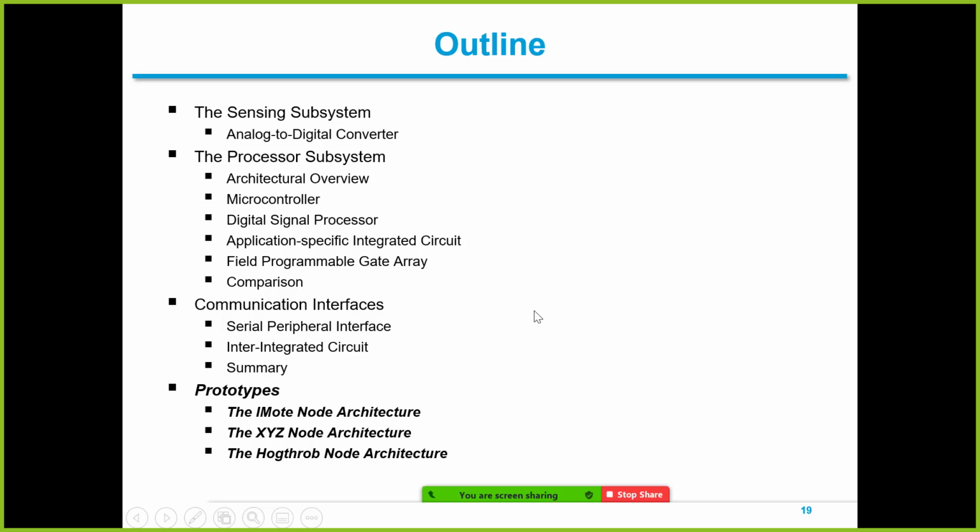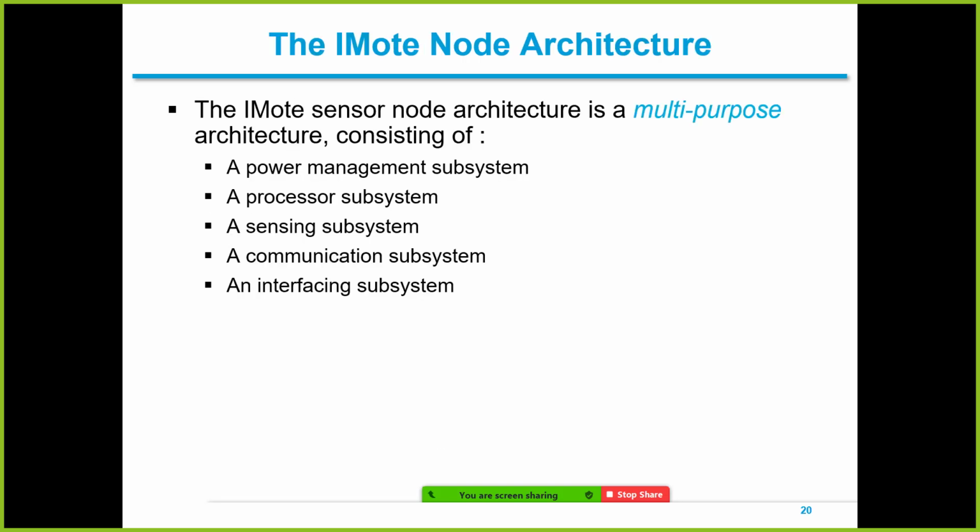For the prototypes of wireless sensor nodes, actually we have more than these three. Here just three examples. The first prototype for the wireless sensor node is called iMote. iMote sensor node is a multi-purpose architecture. It consists of these subsystems.